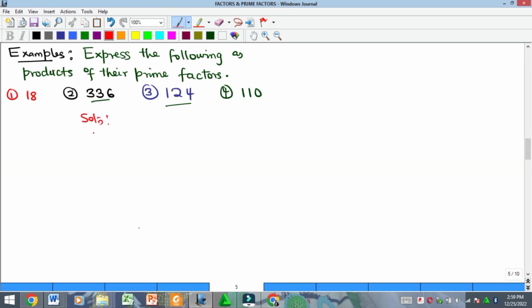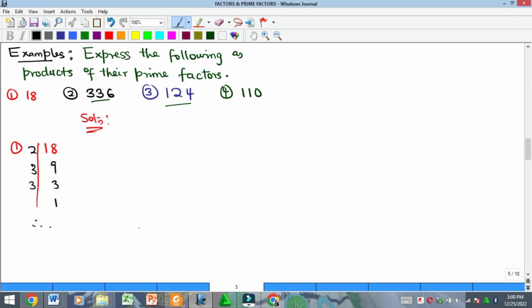So it says we should express these numbers as a product of their prime factors. So for 18, you just do exactly what I did there. Maybe I shouldn't have even cleaned it. So this is going to give us 2, here is 9. 3 can go, now is 3. And finally, you have 3, 1.